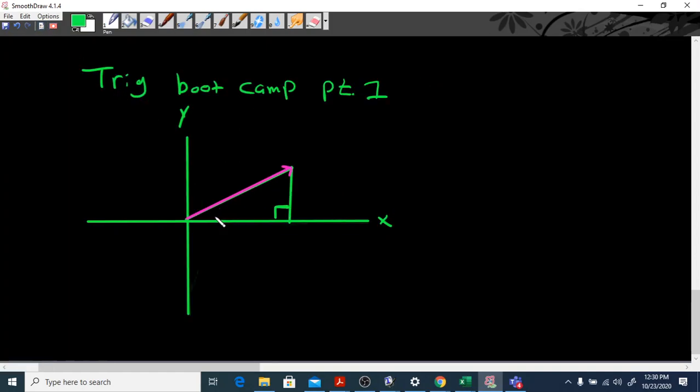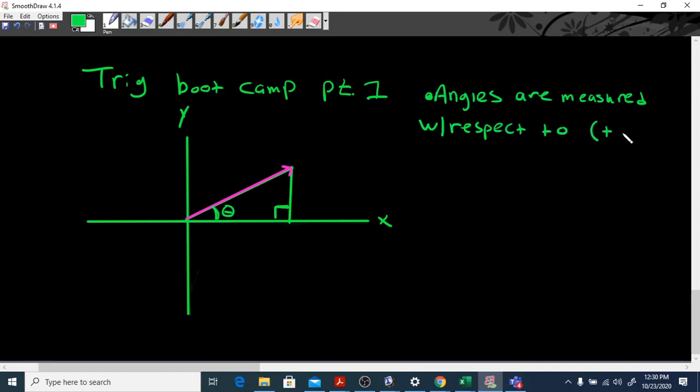We have an angle here, and we call this angle theta. The first thing to understand is that angles are measured with respect to the positive x-axis. The positive x-axis is our starting point for writing down angles. Let's keep that in mind.